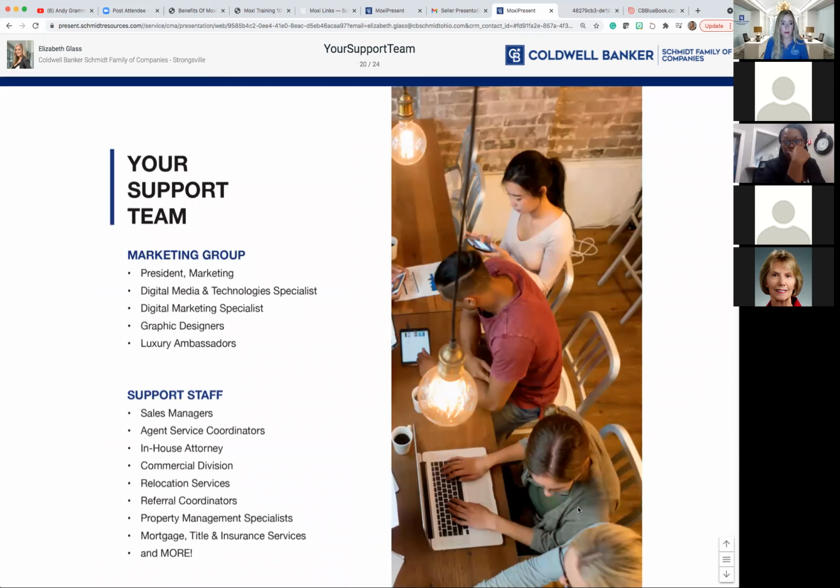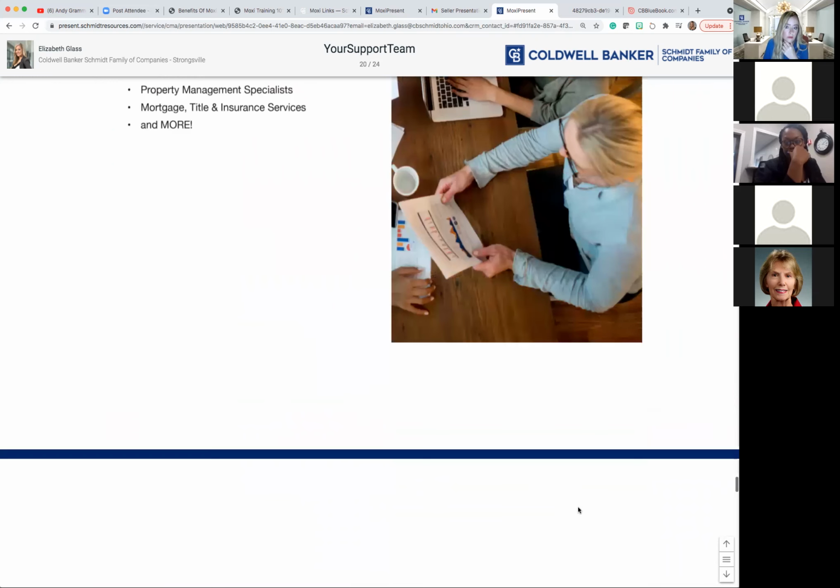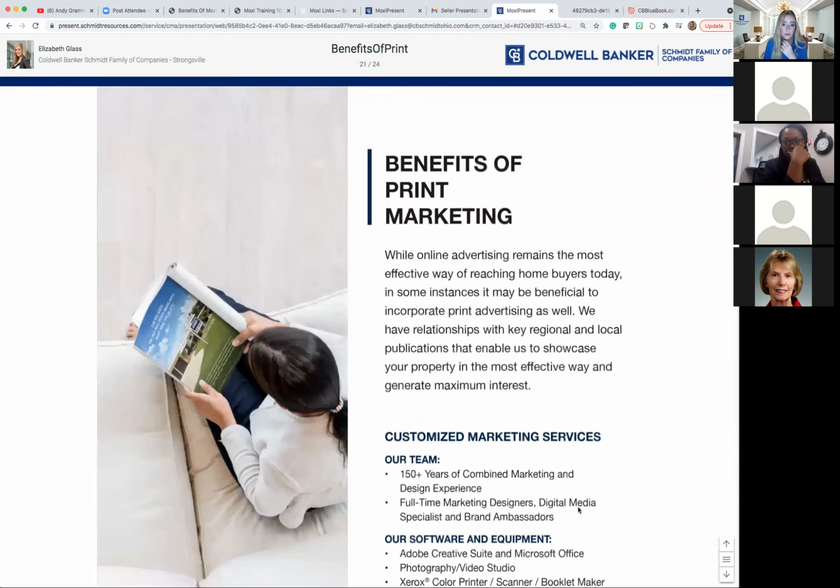Now, my power team, remember I told you about this. This slide does it for you. You don't even have to come up with your own content. We've already done it. This is your power team for your marketing group, your support staff. Again, that story of the reality of who they get when they come with you.